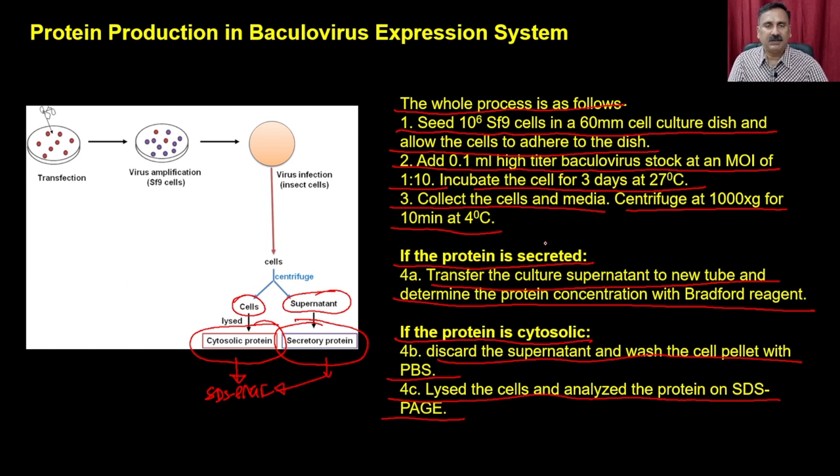So this is all about the expression systems we have discussed. We discussed E. coli as an expression system in the previous lecture, and in today's lecture, we have discussed yeast as well as the insect cell line as an expression system. In our subsequent lecture, we are going to discuss the mammalian expression system, and we are also going to discuss how you can detect the expression of the protein with the help of different analytical techniques. So with this, I would like to conclude my lecture here. Thank you.